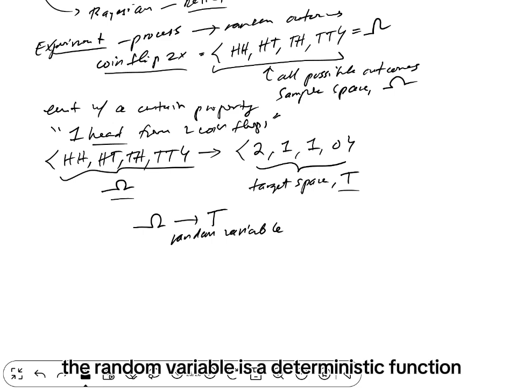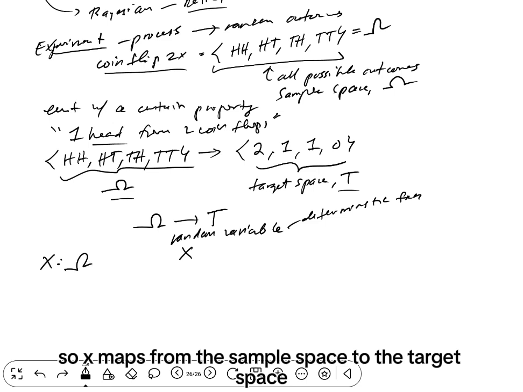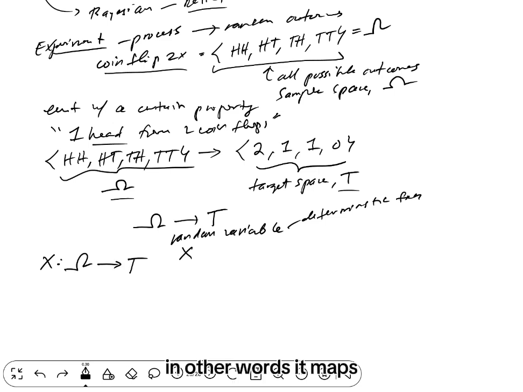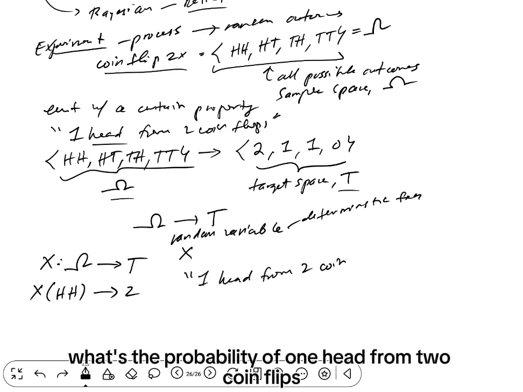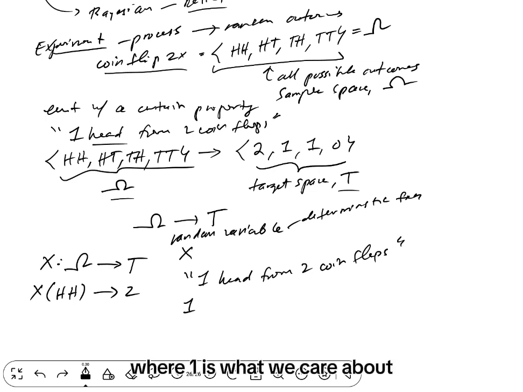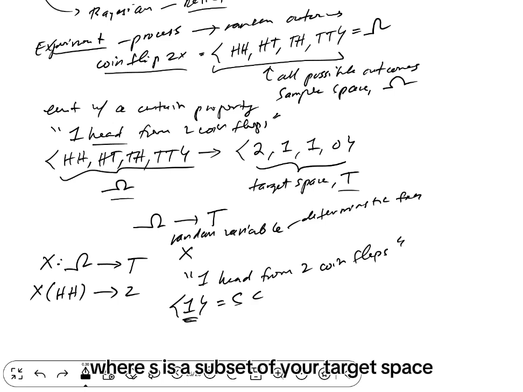The random variable is a deterministic function. We denote it by X. That is our random variable. So X maps from the sample space to the target space. In other words, it maps, let's say, X of HH to a number, that would be 2. Okay. So now going back to our question, what's the probability of one head from 2 coin flips? Where 1 is what we care about. So this set that contains 1 is what we care about. Let's call this set S, where S is a subset of your target space.